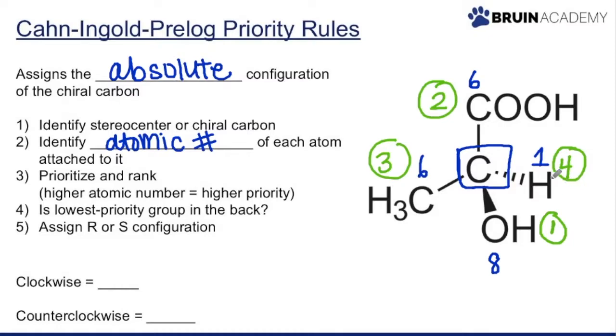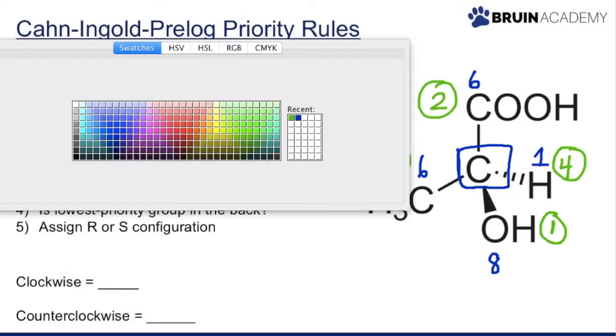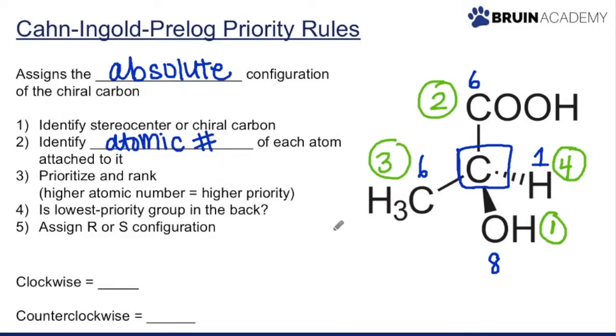Now that we have the priority assignments, let's take a look at the direction of this configuration. That direction, whether it's clockwise or counterclockwise, will help us determine whether we have an R or an S configuration. I'm going to change my pen back to this blue here. If you have a clockwise assignment of priorities, you give the molecule an R configuration. If you have a counterclockwise arrangement of the attachments, then you give it an S configuration.